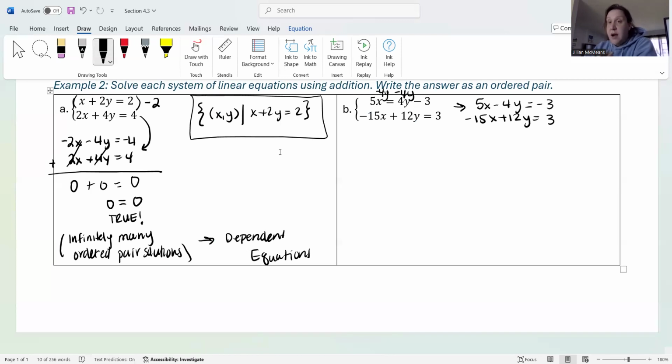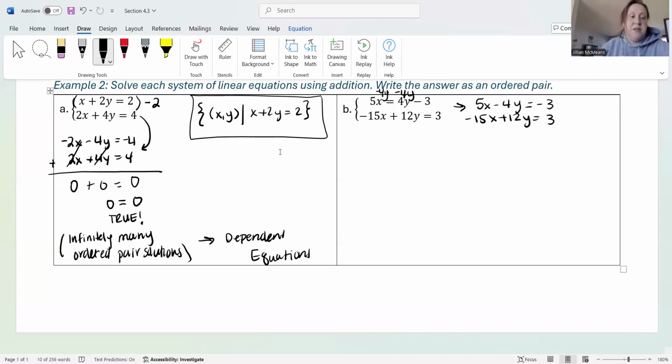Now, we can get rid of either x or y, does not matter which one. So let's say for fun this time we decide to get rid of y, okay? We could get rid of x or y, it doesn't matter. But let's focus on the y's. Now, the coefficients on y's are -4 and +12. What's nice about that is you already have the different signs.